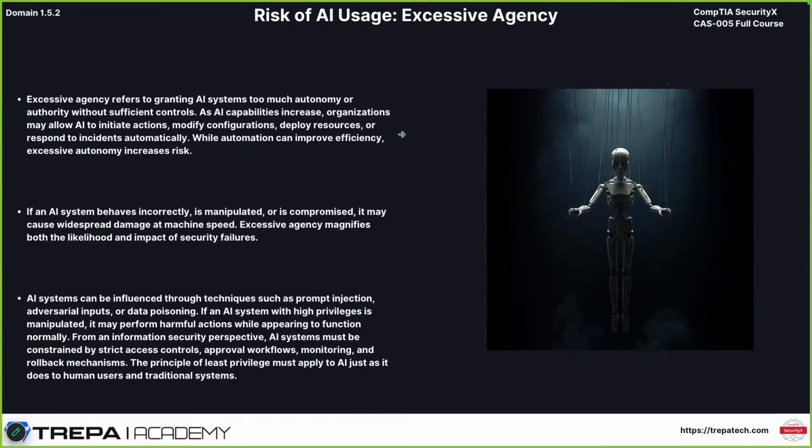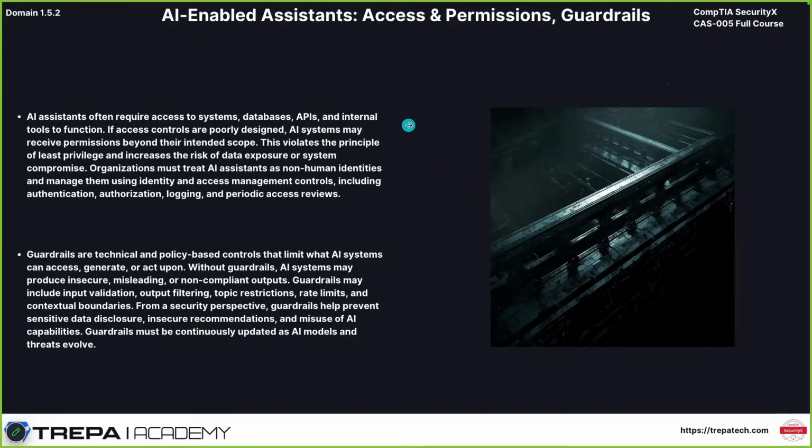Excessive agency. Excessive agency refers to granting AI systems too much autonomy or authority without sufficient controls. Then access to permission and guardrails, kind of what I've been talking about this whole time. AI assistants often require access to systems, databases, APIs, so like giving your API key to Claude, right? And internal tools to function. If access controls are poorly designed, AI systems may receive permissions beyond their intended scope. This violates the principle of least privilege and increases the risk of data exposure or system compromise.